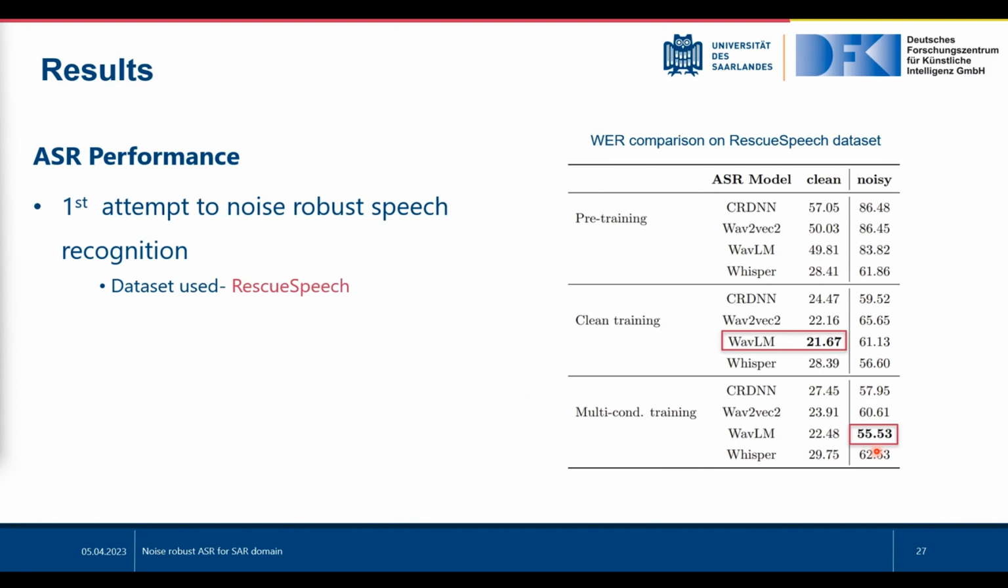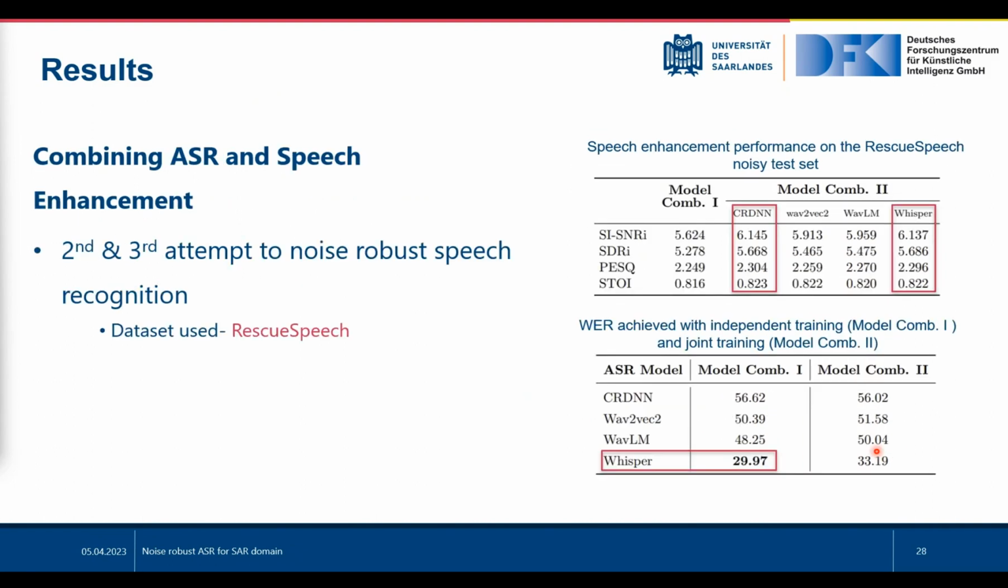Our next attempt at noisy speech recognition is the independent model training, which is model combination 1, and the joint training, which is model combination 2. Here we clearly see an improvement across all speech enhancement metrics, because here we share the loss, and there we basically do not share the loss.